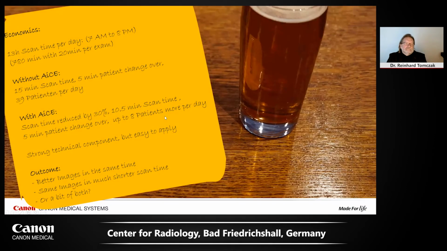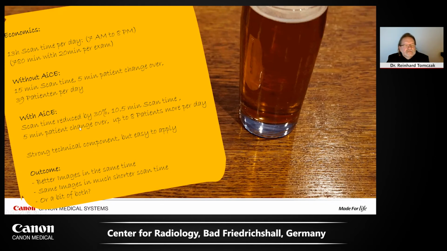Okay, I want to talk a little bit about the economics. If you have 13 hours of scan time per day, for example scanning from 7 a.m. to 8 p.m., you have 780 minutes per day for all the exams. If you divide that by 20 minutes, you get the number of patients you can do in 1 day. That means, if it's going really well, you can do 39 patients per day.